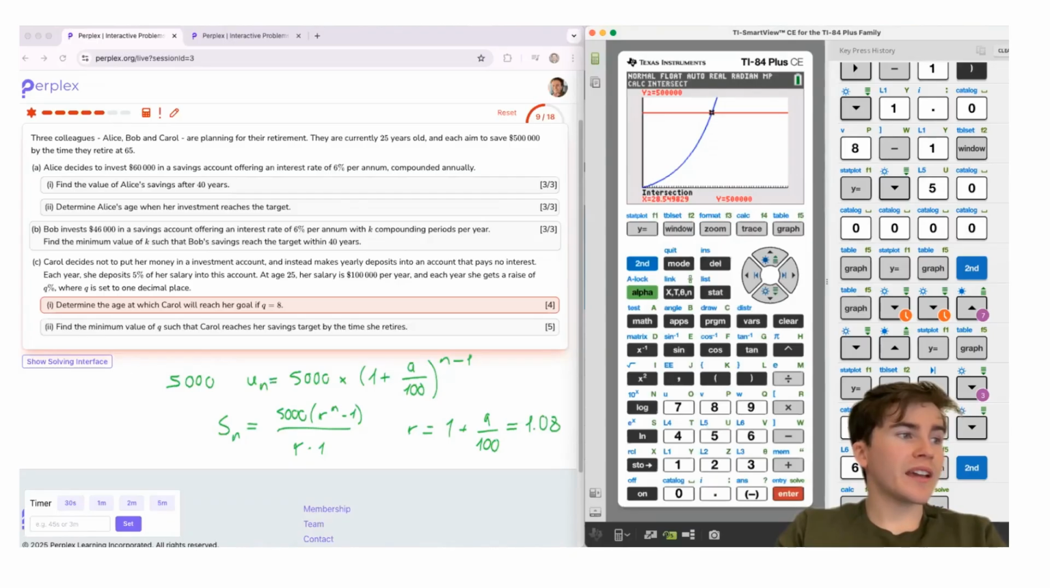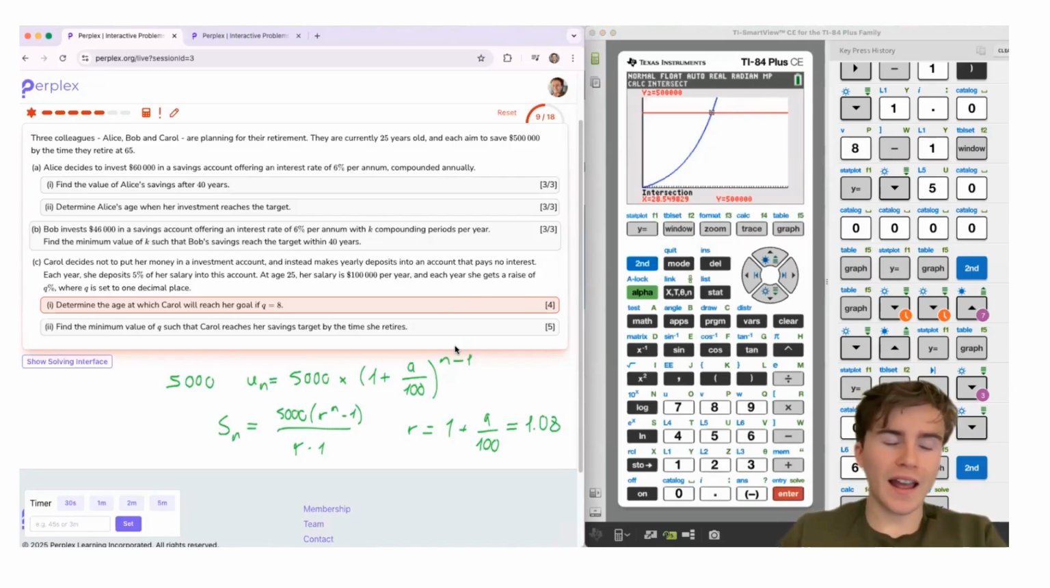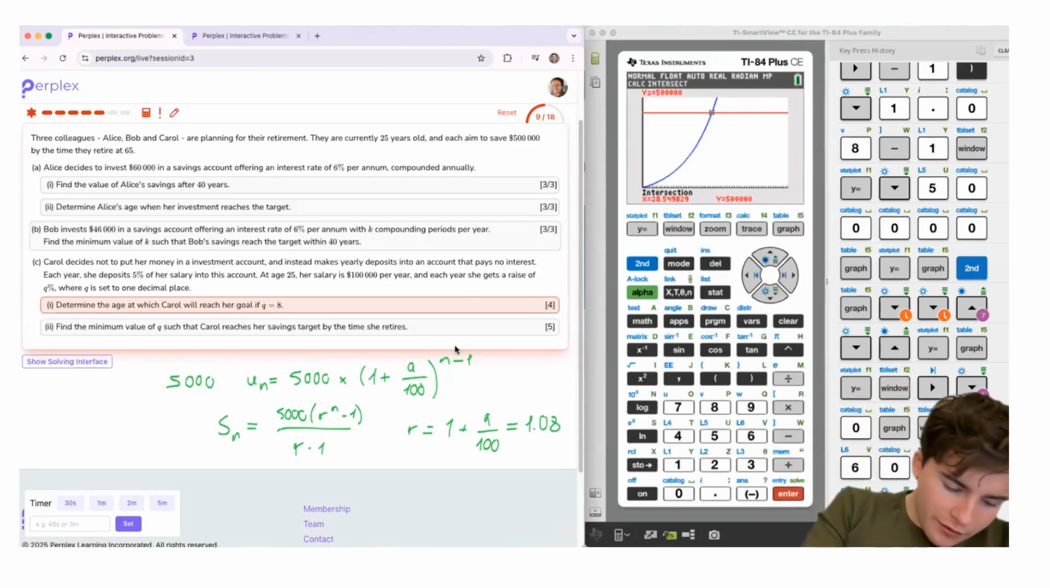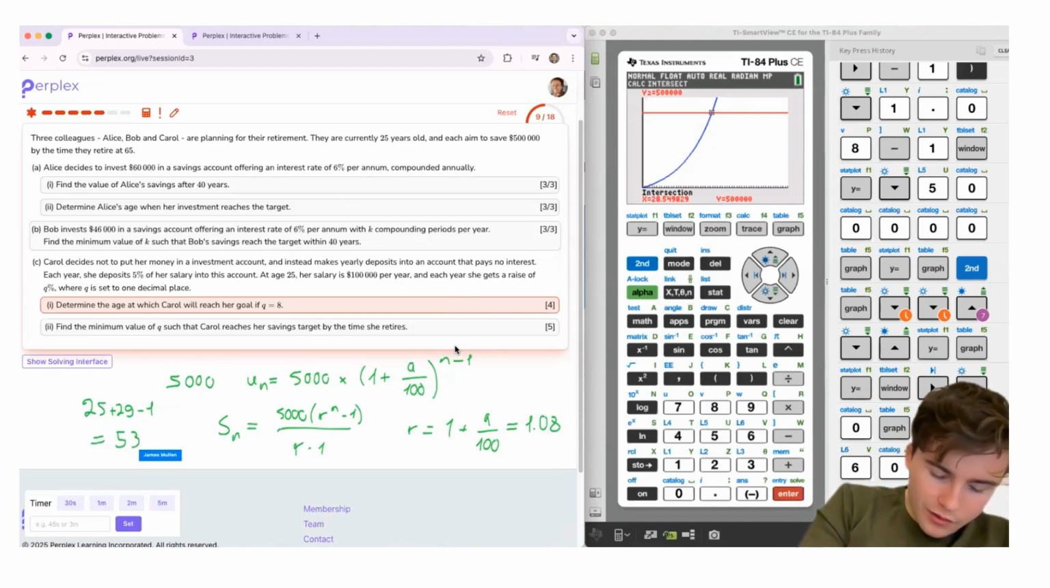But we have to remember that in the first year, when n is equal to 1, Carol is 25. So she starts putting away her money when she's 25. So we actually have to subtract 1 from the final answer. So we do 25 plus 29 minus 1. That's going to be equal to 53.